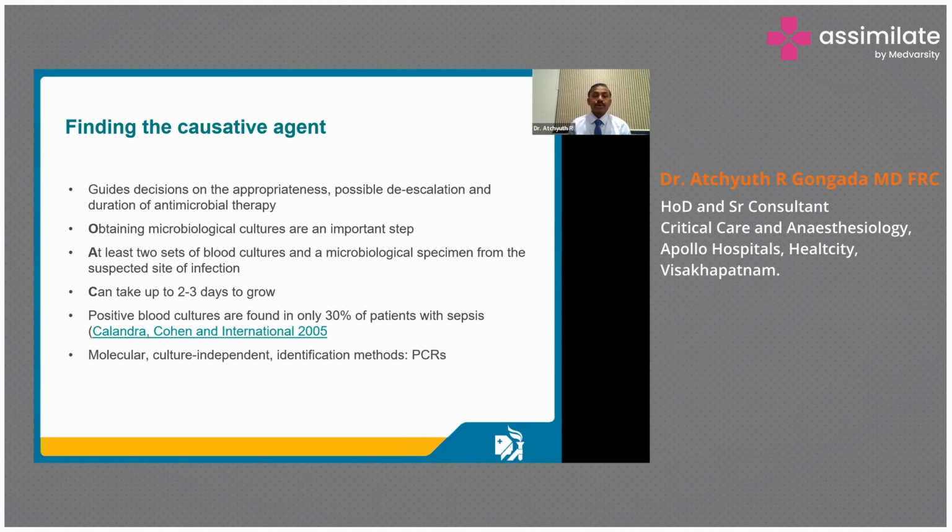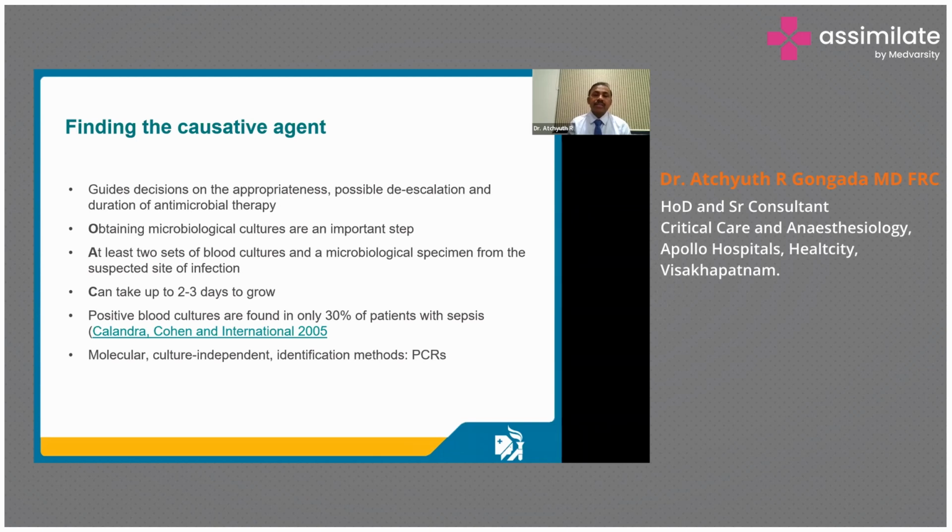And unfortunately, positive blood cultures are found in only 30%, and in some studies, say up to 60%. But as you can see, in up to 40 to 70% of patients, we may not be able to reach or identify a causative agent. And then comes the role of molecular culture-independent identification methods, which are based on PCRs or other serological techniques.